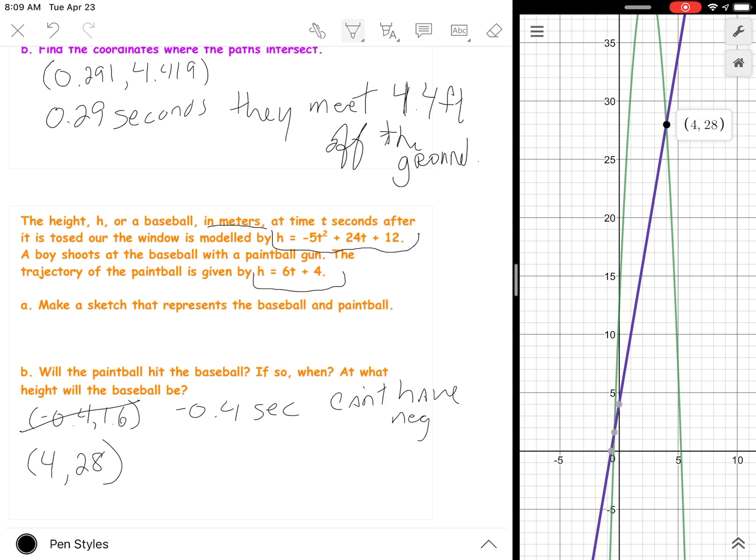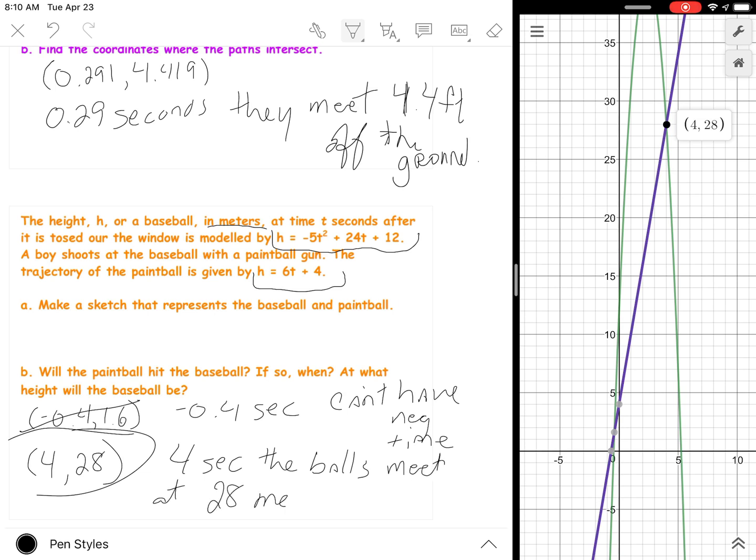Now, this one won't work because negative 0.4 means negative 0.4 seconds, and we can't have negative time. So the actual solution is that after 4 seconds, the balls meet at 28 meters off the ground. Okay, now that green just means that it went up eventually, and it is going to come back down. So on the way back down, that baseball gets hit by the paintball of that line here in purple.